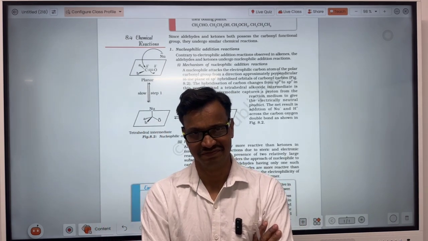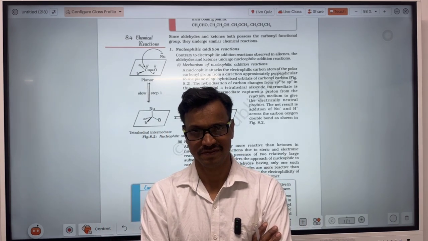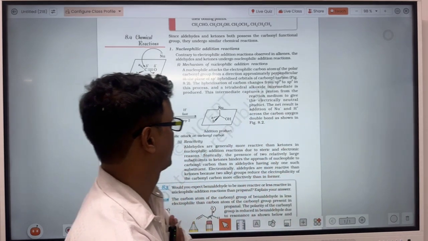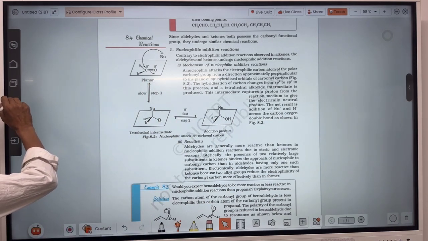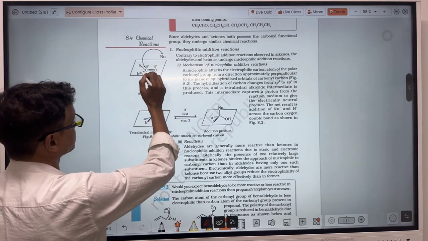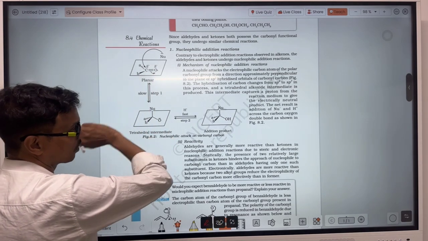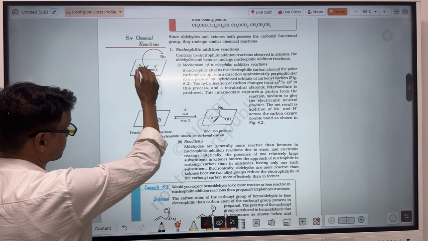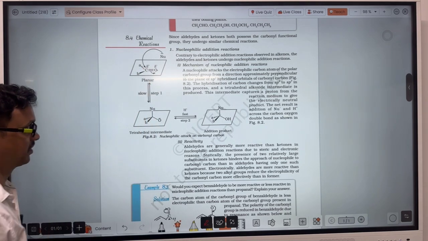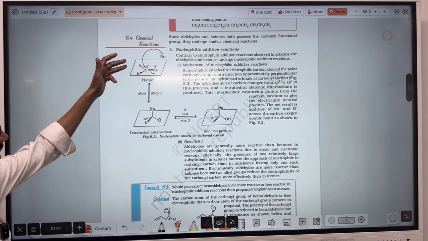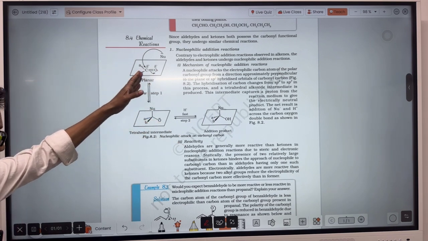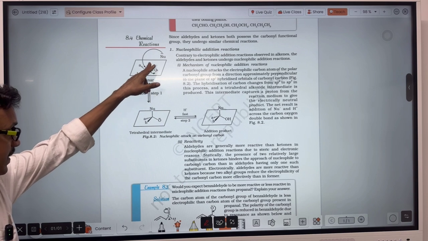So, aldehyde and ketone both usually show the nucleophilic addition reaction. How? Let's see. First, the nucleophilic addition reaction. You already know that the hybridization of this carbon atom is sp2, and this oxygen is also sp2. The shape will be trigonal planar. If B is towards the observer and A is below the observer, then the nucleophile will be on this plane.